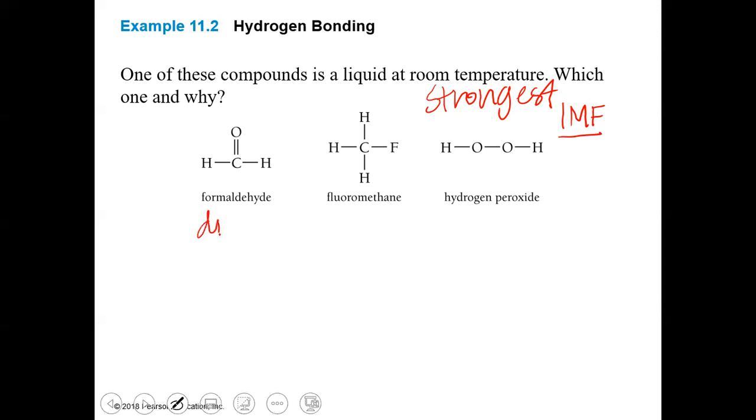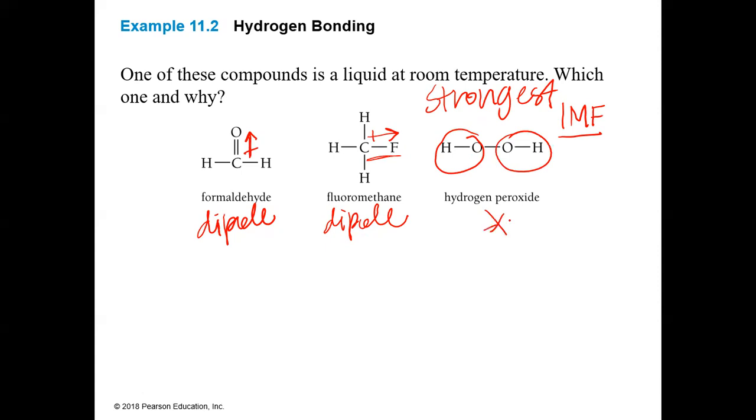Formaldehyde has a dipole-dipole. This bond right here is polar. So this bond right here, but it's not a hydrogen bond. Okay, so it's simply dipole-dipole. This hydrogen peroxide, this is a hydrogen bond, that's a hydrogen bond. So this is your strongest. So we would expect this to be a liquid at room temperature.